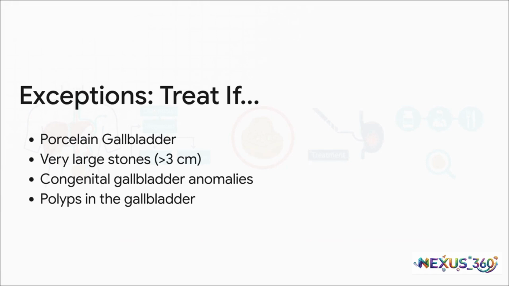But you know in medicine, there are always exceptions to the rule, right? And these are the ones you have to know. We already talked about the big one, porcelain gallbladder. We'd also take out the gallbladder for really big stones. We're talking over 3 centimeters, or in patients with certain gallbladder abnormalities from birth. These are all about managing a higher risk of cancer down the road.